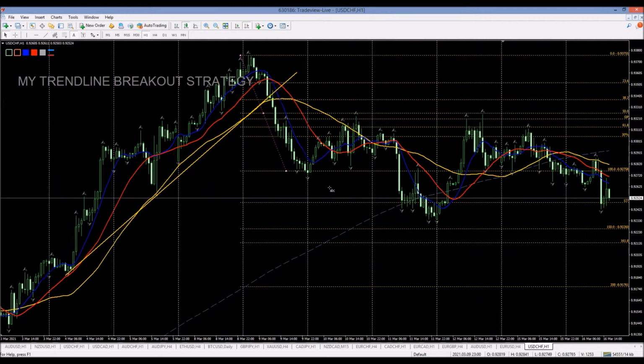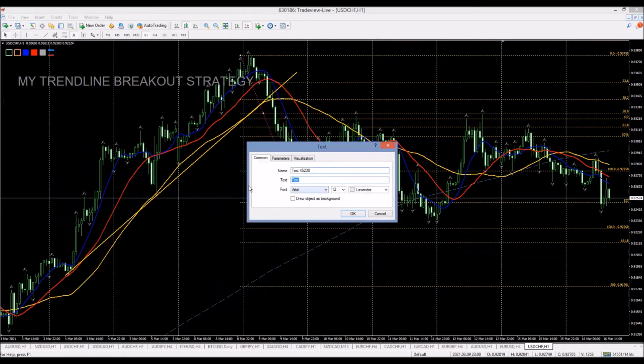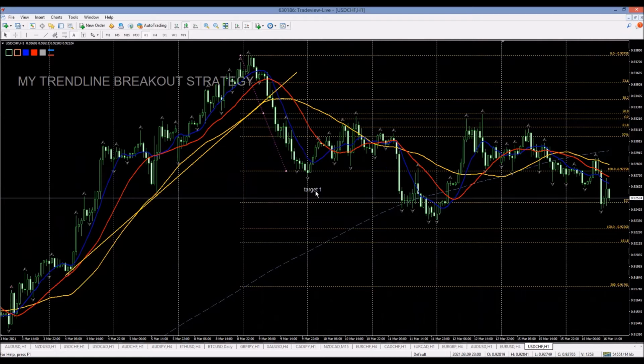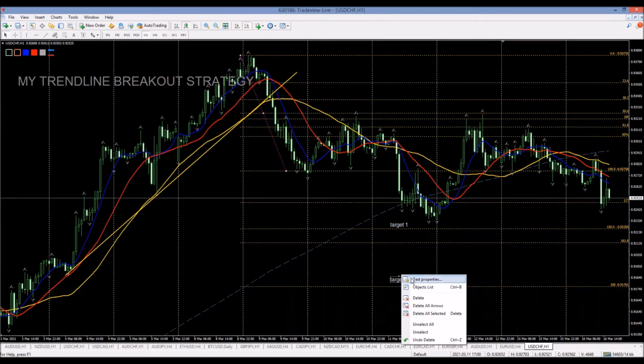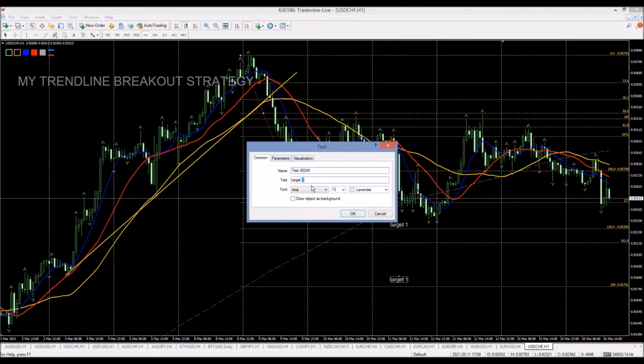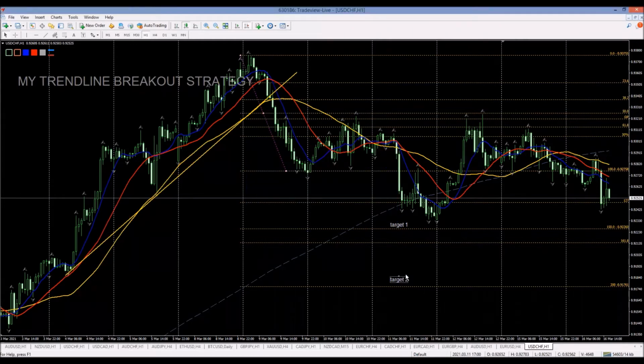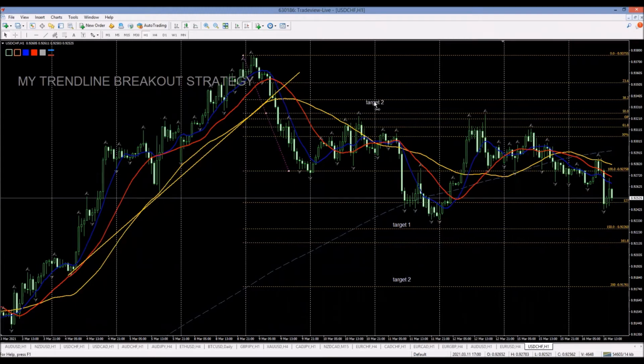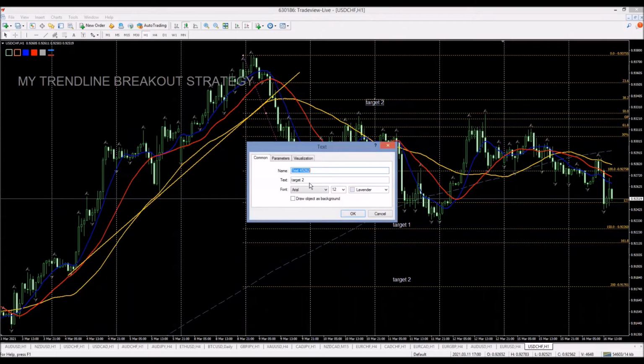Typically, we have a target 1, down here, mate. Look at that. Target 1 is down here, 150 there. And then we have target 2. And we mark that on the chart. And then we have entry 1 and entry 2, right?